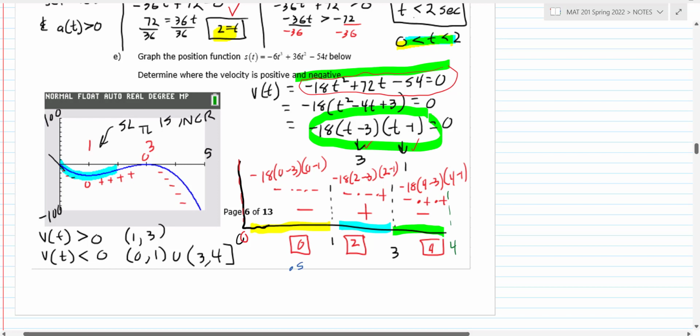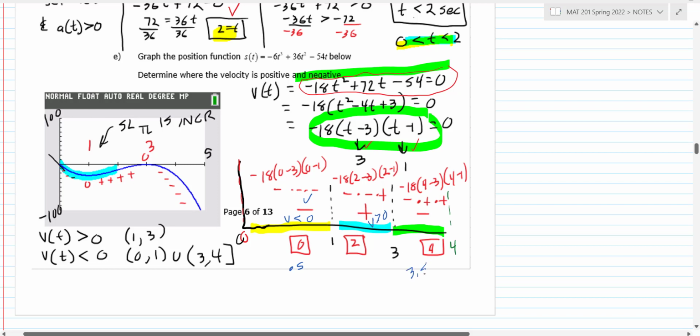If you plug that in, you're going to get a negative answer, meaning that velocity is less than 0. Okay, then pick a test point between 1 and 3. I picked 2, so I did negative 18 times 2 minus 3, 2 minus 1. I worked it out, I got a positive. That means the velocity is above 0 right there. It's positive velocity.